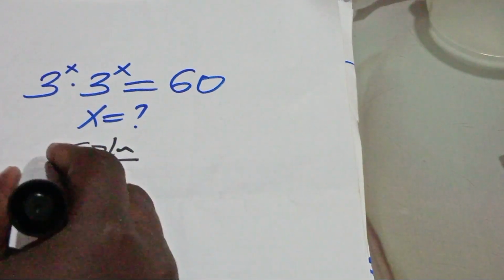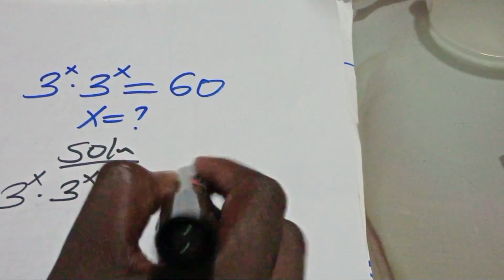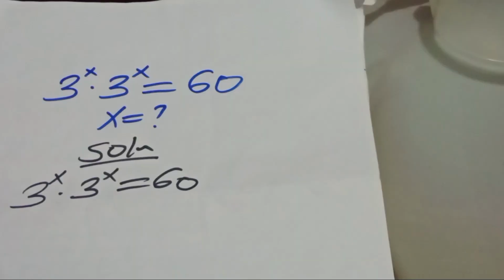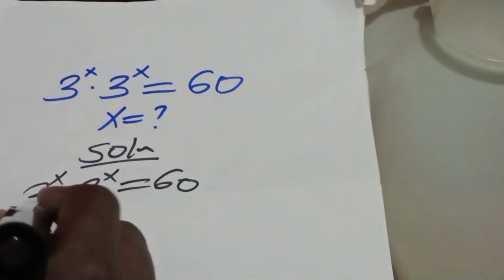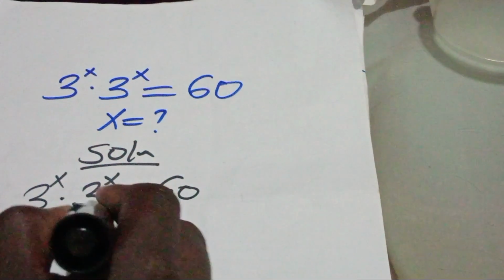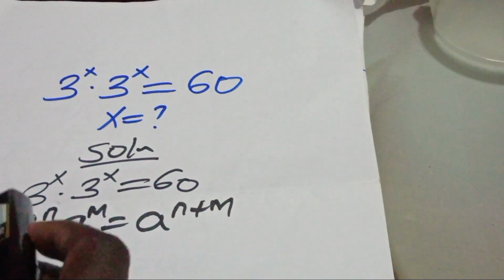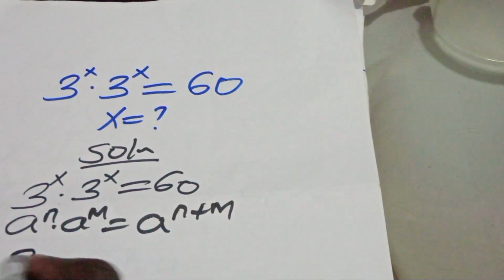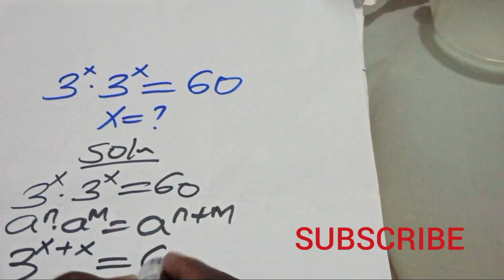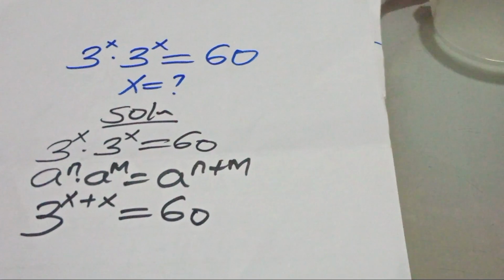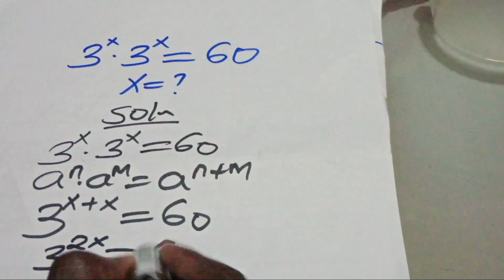we have 3 to power x multiplied by 3 to power x. This is equal to 60. Okay. Now 3 to power x multiplying by 3 to power x. This is actually in the form of a to power n multiplying by a to power m, which we can express as a to power n plus m. So from what we have here, this is the same thing as 3 to power x plus x. This is equal to 60. Okay. Now here we'll have 3 to power x plus x is 2x. This is equal to 60.